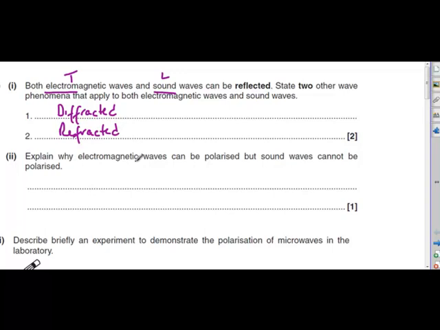Okay, so explain why EM waves can be polarized but sound waves cannot be polarized. Well, polarization can only occur with transverse waves, so sound waves are longitudinal. So it can't be polarized.